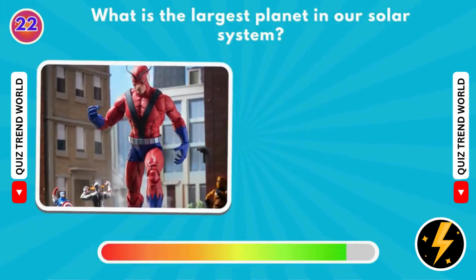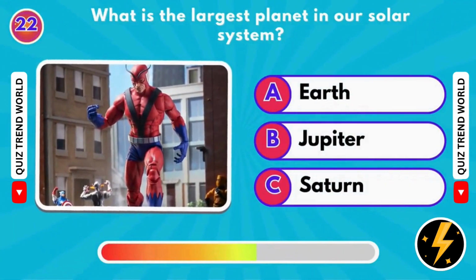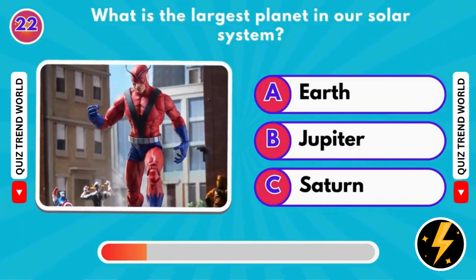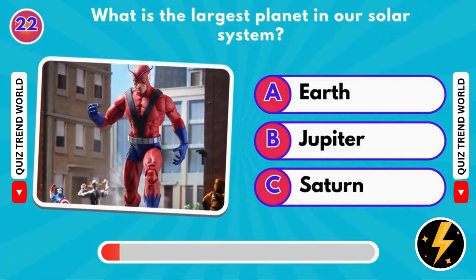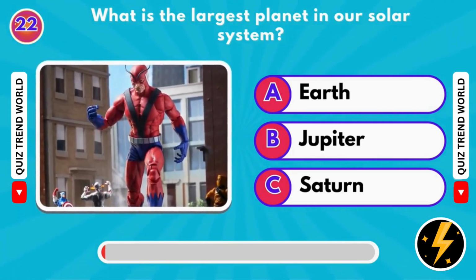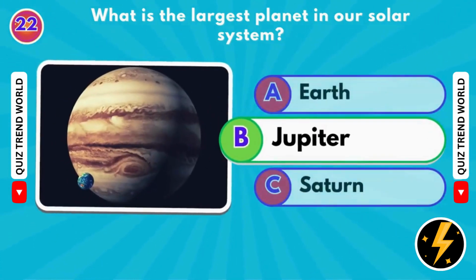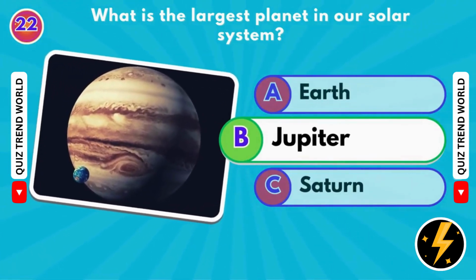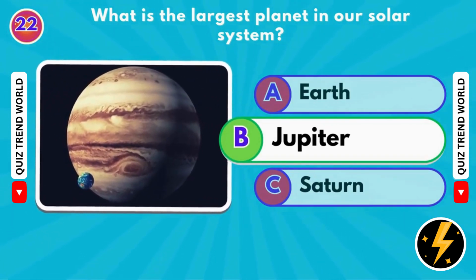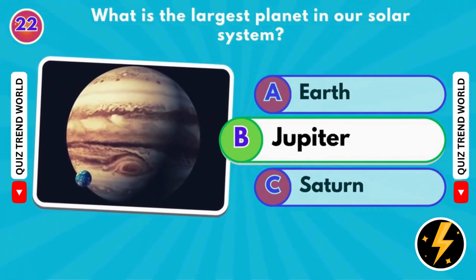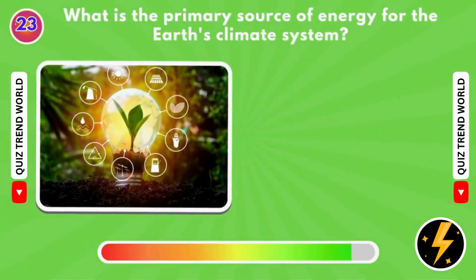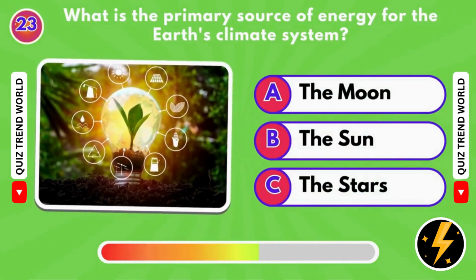What is the largest planet in our solar system? Earth, Jupiter, or Saturn? Jupiter. Jupiter's mass is more than 300 times that of Earth, and its diameter, at 140,000 kilometers, is about 11 times Earth's diameter.